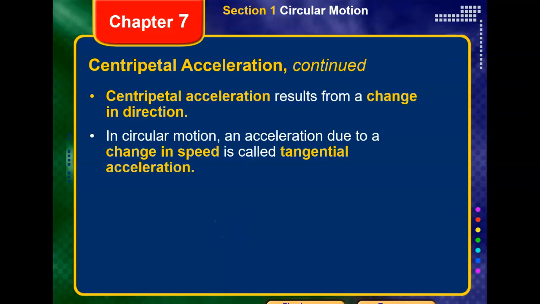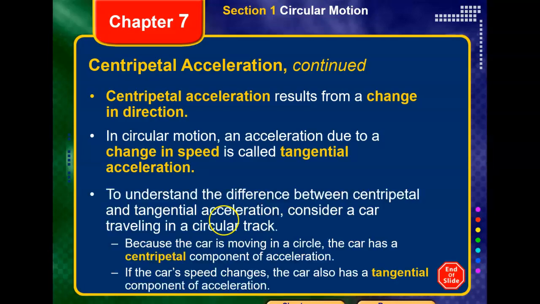So centripetal acceleration is change in direction. Centripetal is circular. Tangential is a straight line. But we're looking at our centripetal acceleration here.